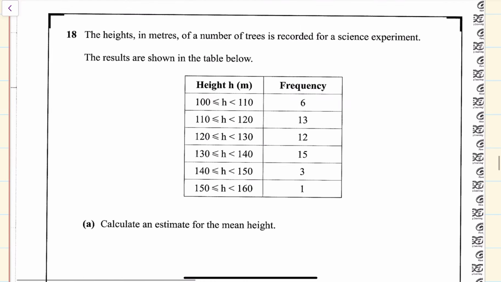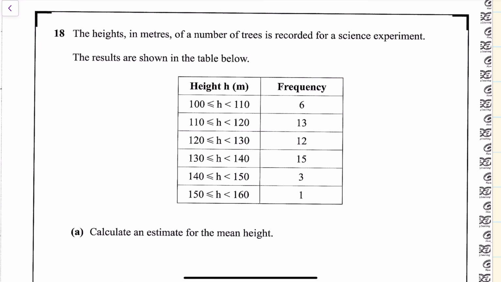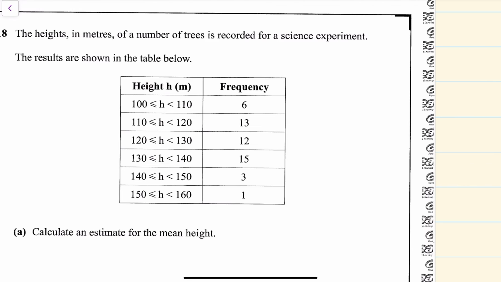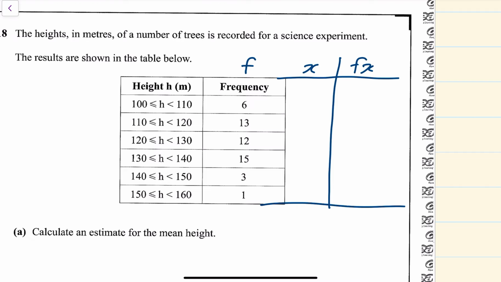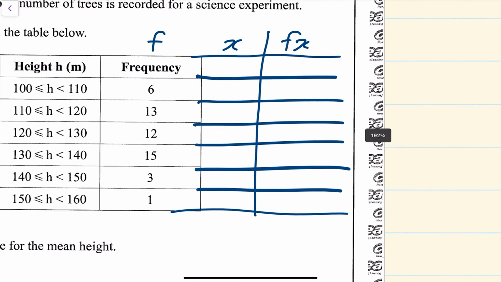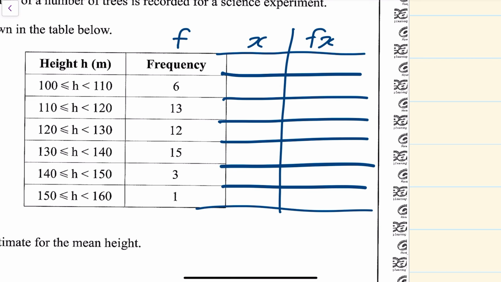Question 18 says a height in meters of a number of trees is recorded for a science experiment. So you've got your heights, you've got your frequencies, that's your F column. I would do an X column and then an FX column. Now my X column is a midpoint column. I would extend this and do this out. So we need to find an estimate for the mean. So to get your, I'll call these midpoints.